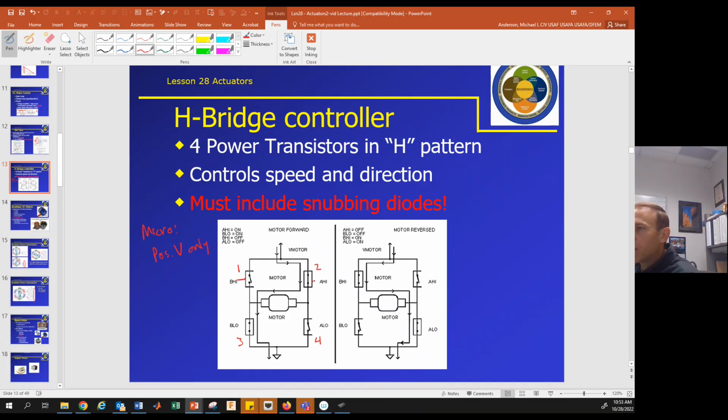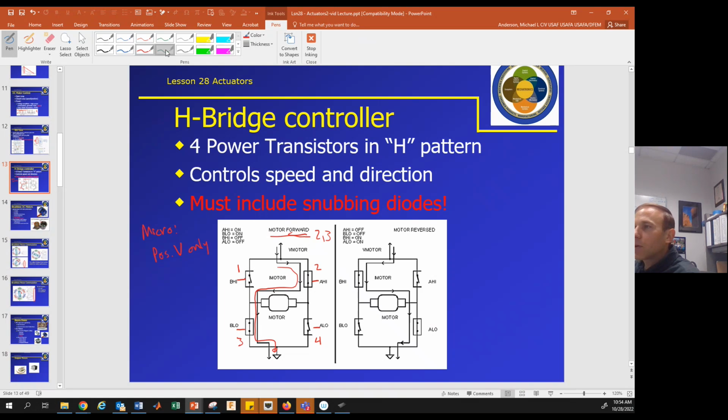And these would be like the bases right here, which control whether the transistor is on and off. So in this case, if you want the motor, this says motor forward, we're turning on 2 and 3, and current can flow through 2 and 3. It will flow this way, through the windings of the motor, and then through number 3 to ground. And that will make the motor spin forward.